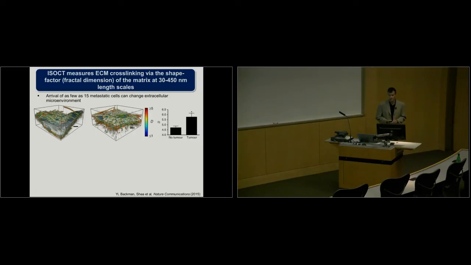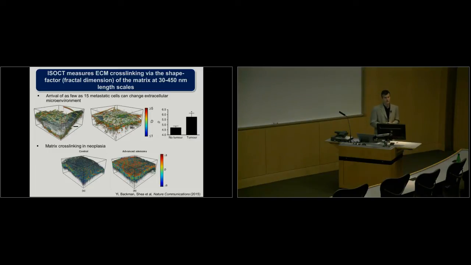In collaboration with Lonnie Shea, for example, we're able to image changes in matrix cross-linking as cancer cells arrive at the metastatic niche. For example, as few as 15 cells was enough to cause significant changes in the matrix, which could be detectable using this approach. Like I said, you can also use this in live tissues as shown here, or excised ex vivo tissues as shown here.